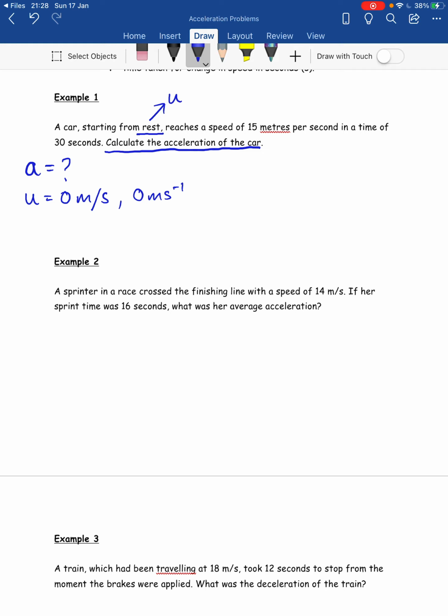Keep reading. It says it starts from rest and reaches a speed of 15 meters per second. So that would be my final speed, which gets the symbol V. So I can put 15 m/s, or if you want, ms minus 1. The final piece of information is 30 seconds, which is the time. So I write that down as t equals 30 s.